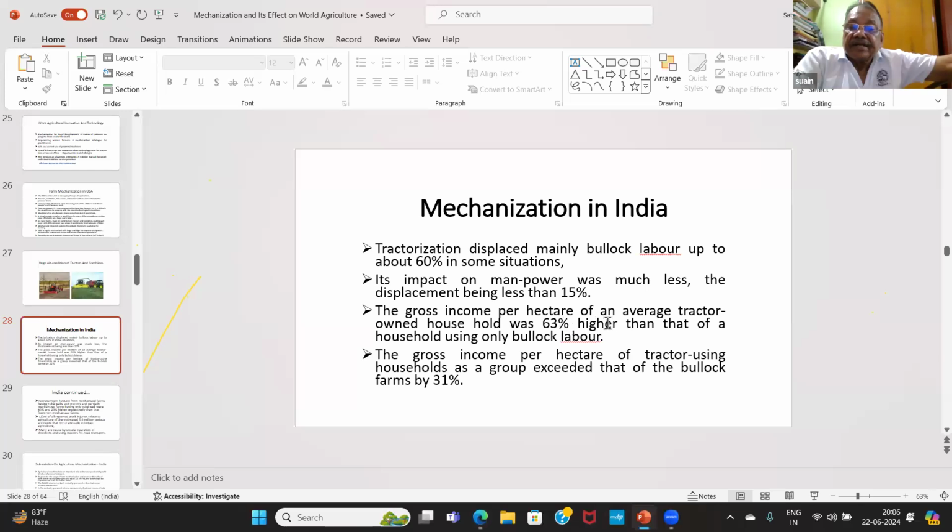Then gross income per hectare of an average tractor-owned household was 63% higher than the bullock home. It was long back. But in Odisha, after the super cyclone, the animal power has gone, and it is now time the animal power should be used for milk production, because we are also short of per capita milk as compared to world standard or Indian standard also.